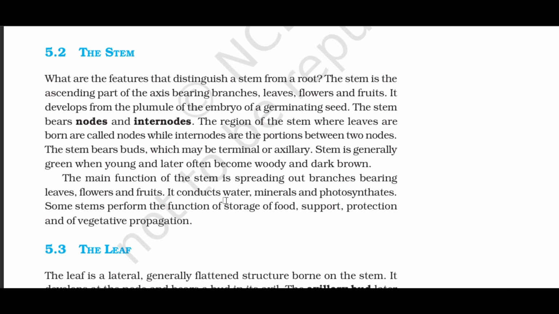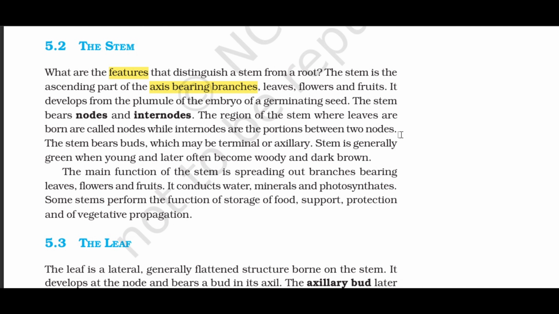5.2 The stem. What are the features that distinguish a stem from a root? The stem is the ascending part of the axis bearing branches, leaves, flowers and fruits. It develops from the plumule of the embryo of a germinating seed. The stem bears nodes and internodes. The region of the stem where leaves are borne are called nodes, while internodes are the portions between two nodes.